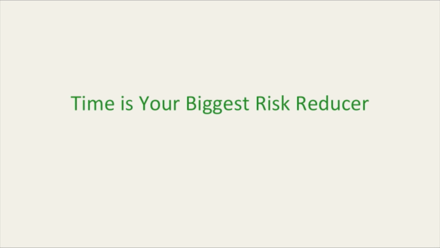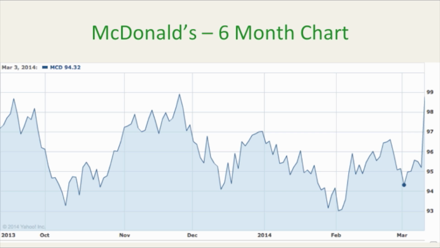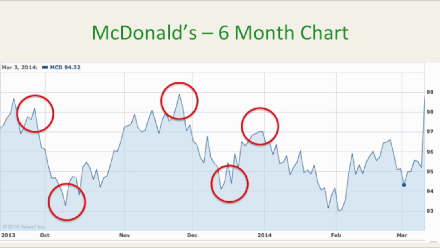Also, time is your biggest risk reducer, okay? So let's take a look at a 6-month chart of the stock price of McDonald's, okay? So here we see over here to the left that the stock price was up here. Oh, then it dipped down a little bit. Then, oh, wow, it's back up again. Then it goes down. It goes back up a little bit. Then it goes down some more. And then finally, it spikes back up at the end. So as you can see, that's a lot of up and down, and that's enough to really make your head spin.